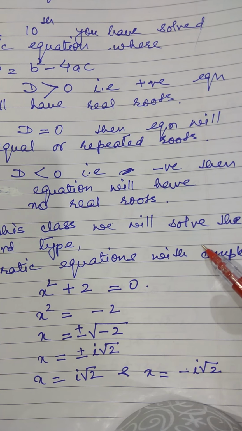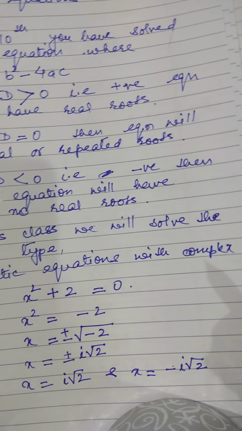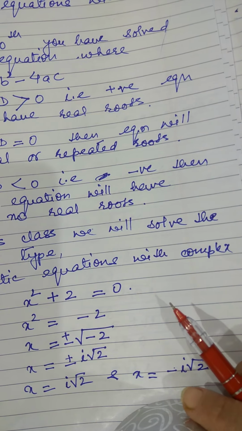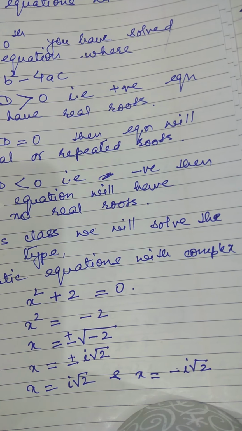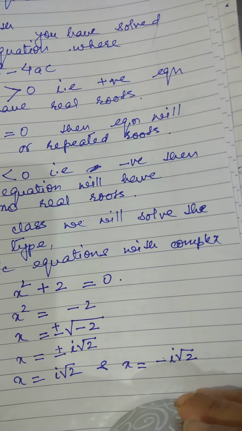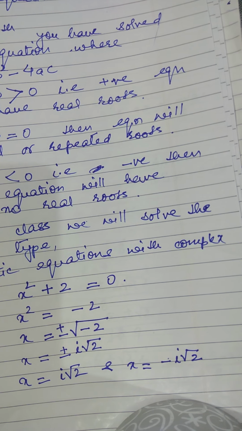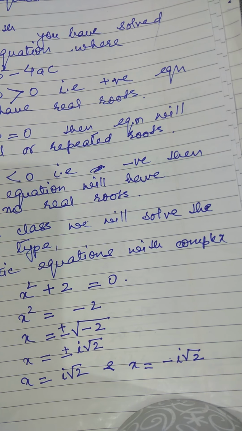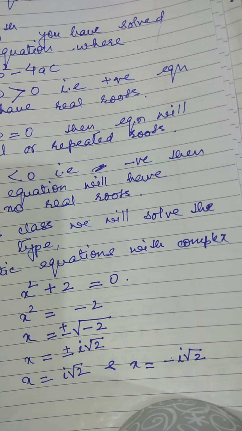But here in this class, we are interested in equations with no real roots because now we know about imaginary numbers and complex numbers. So here in this class, we'll solve the equations with complex roots. The method is the same, nothing is different, only iota will be attached to the negative discriminant.